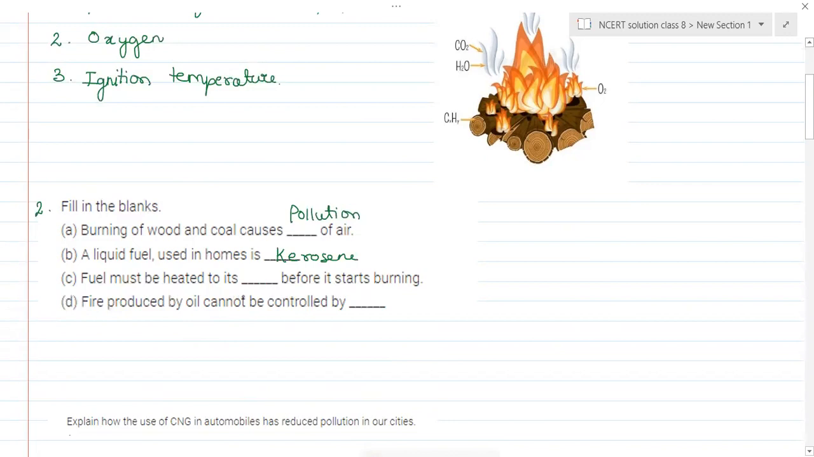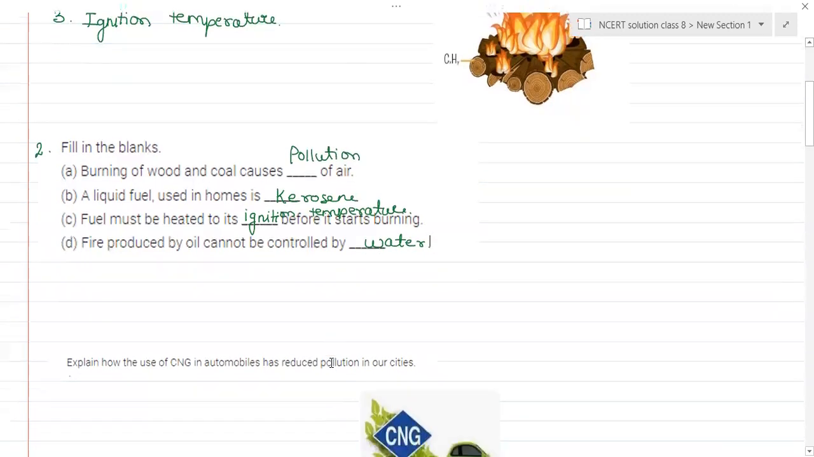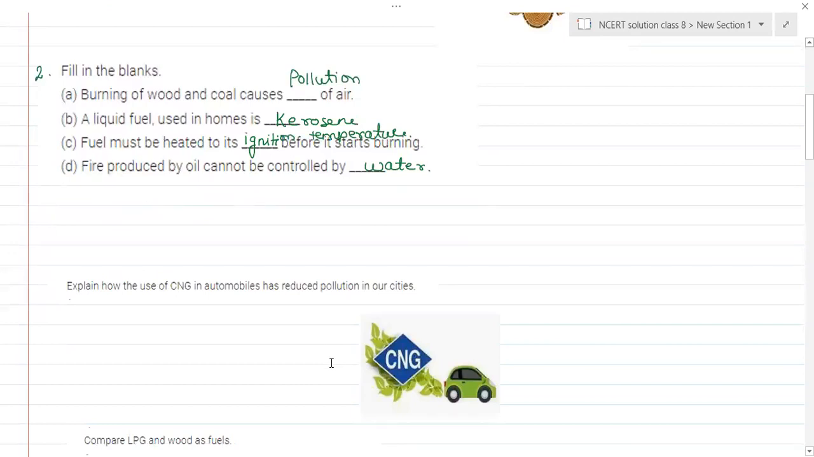Fuel must be heated to its ignition temperature. Ignition temperature. Now, the minimum temperature required for combustion to start is the ignition temperature. Fire produced by oil cannot be controlled by water. Now, water is a coolant, but we cannot use it to control fire out of oil, because oil is lighter than water and it will start spreading. The fire will start spreading.